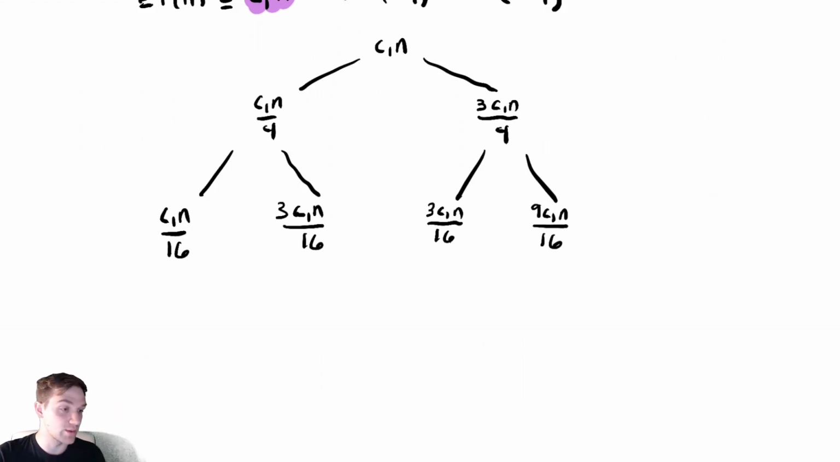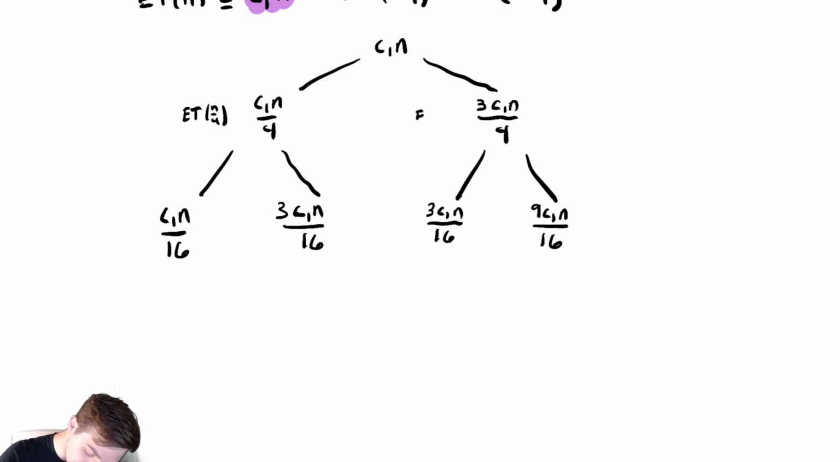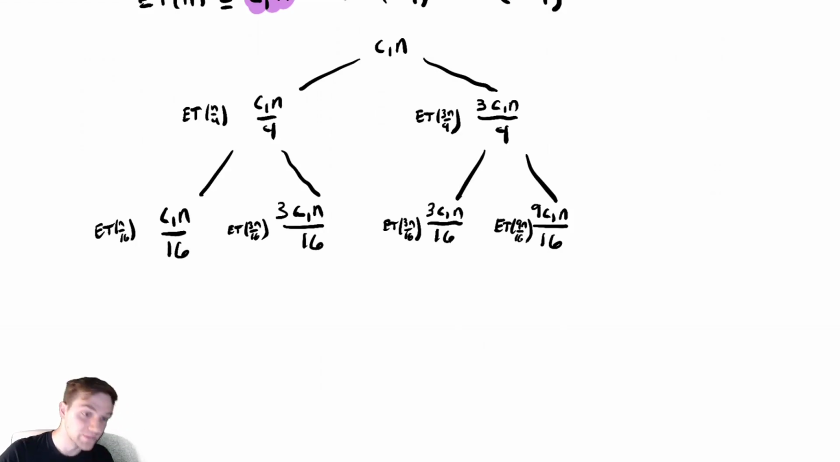Just to make sure that we understand where these things come from, this term was from doing an ET of n over 4. This term was from doing an ET of 3n over 4. This term was an ET of n over 16. An ET of 3n over 16. An ET of 3n over 16. And an ET of 9n over 16. So those are written kind of small, but that's just to remind you where those things came from. We'll continue this process.